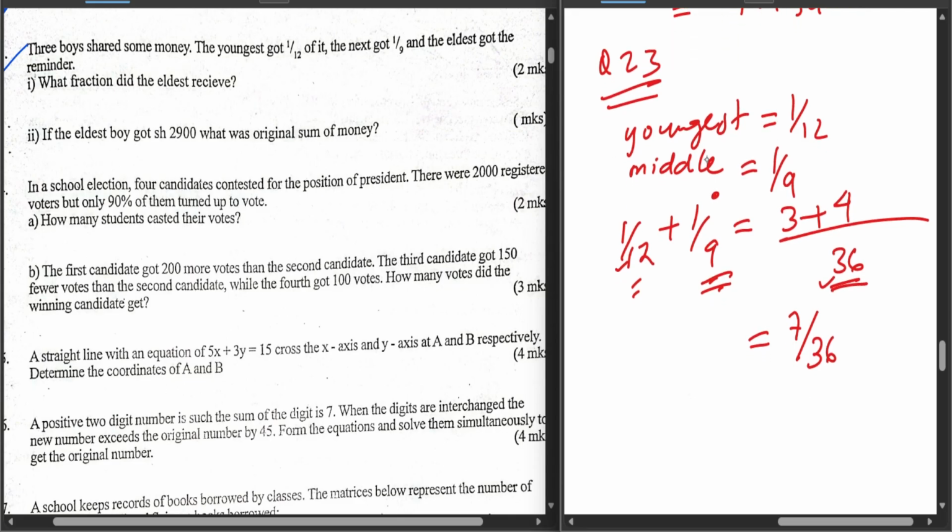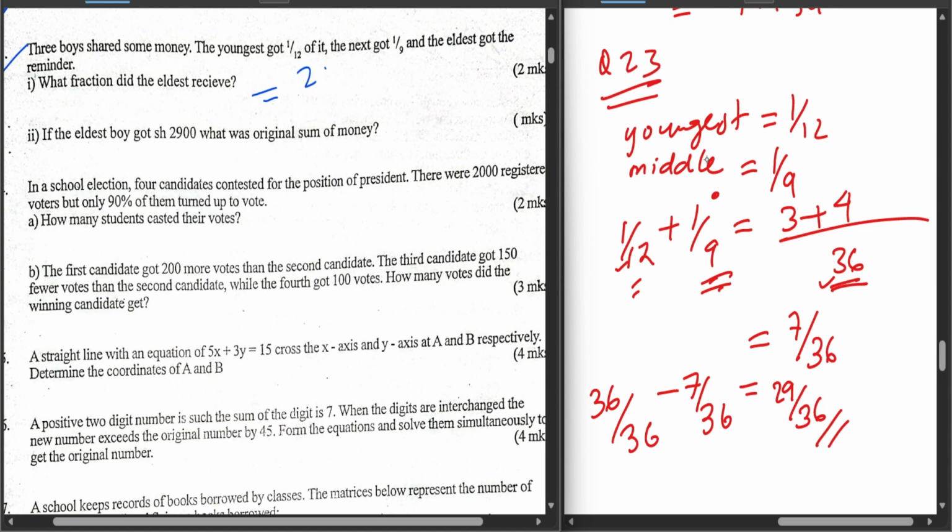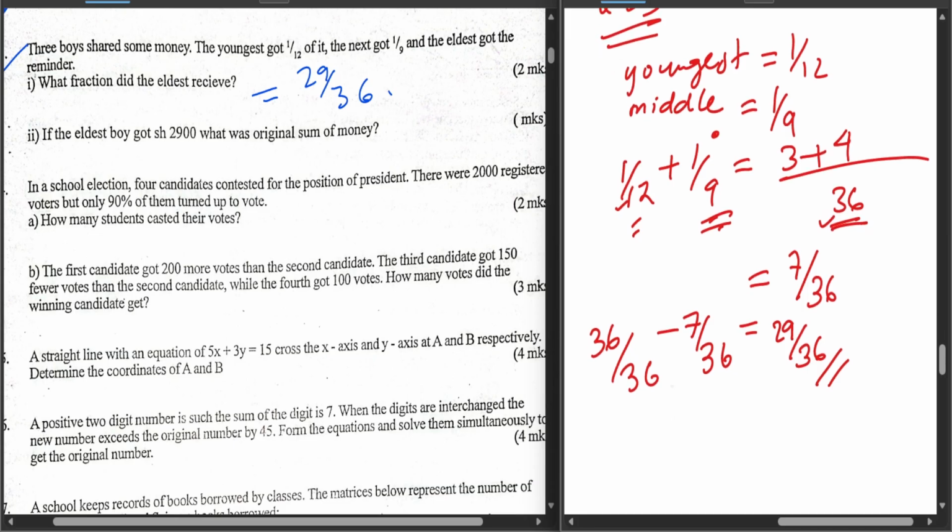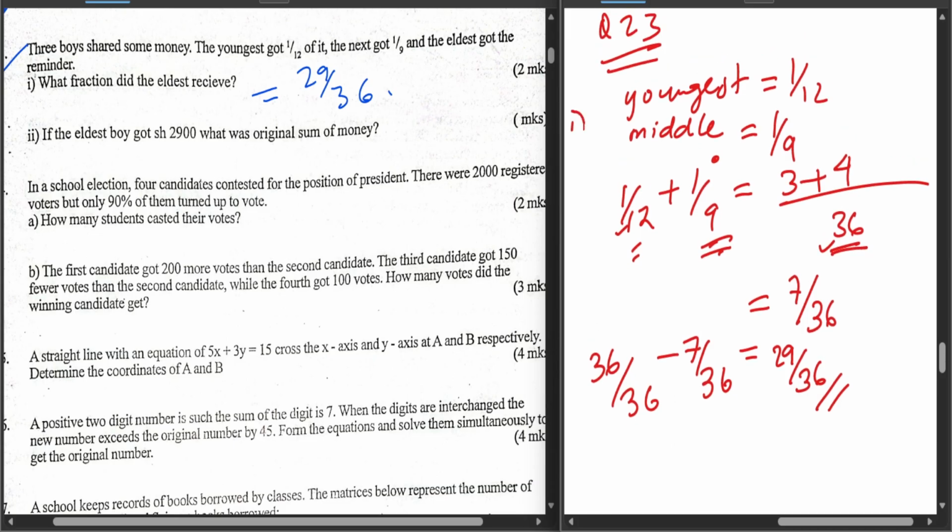Okay. Now, what is the remainder? Basically, the whole amount is supposed to be 36/36 minus 7/36, which gives you 36 minus 7 is equal to 29/36. Okay, so that is the fraction that the eldest son got, 29/36. Now, that is question Roman 1. Let's go to Roman 2.